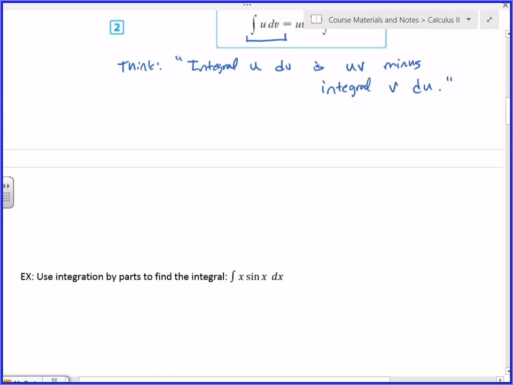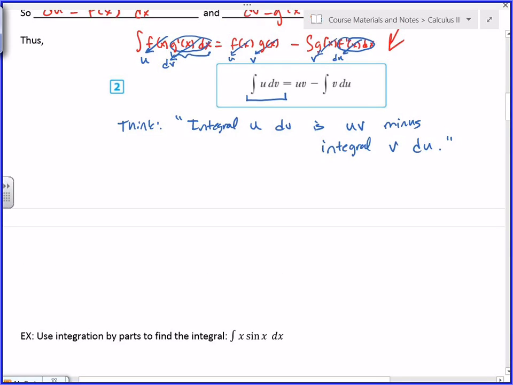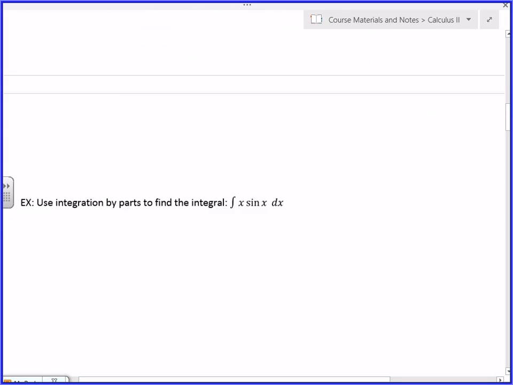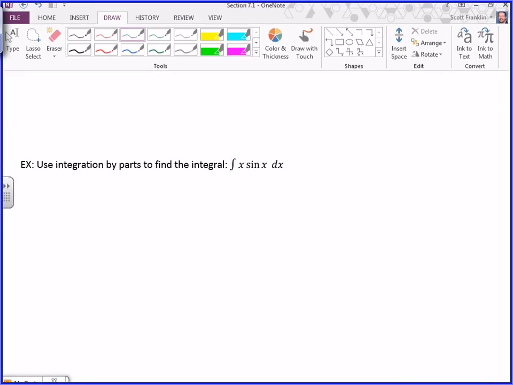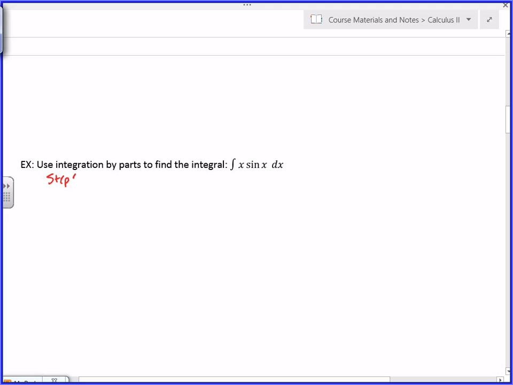But let's talk about how we actually use it. So let's take this integral right here, the integral of x sine of x. It's very much like the x e to the x, in that I want to get rid of the x part because that's what makes this thing messy. There's no substitution that will work and get rid of that x. So what I will do is break this thing out and label part of it u and part of it dv. So your first step: label u and dv.